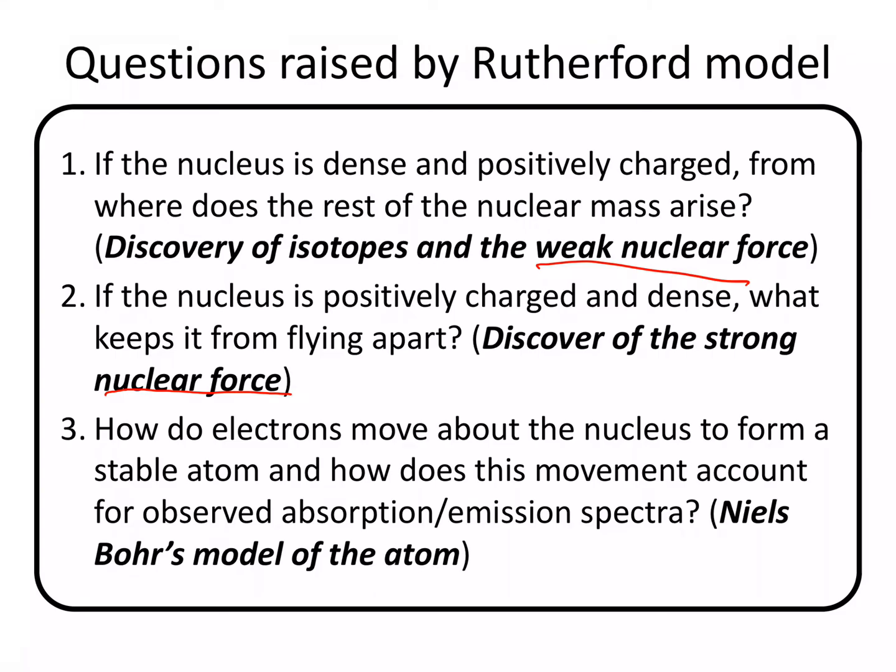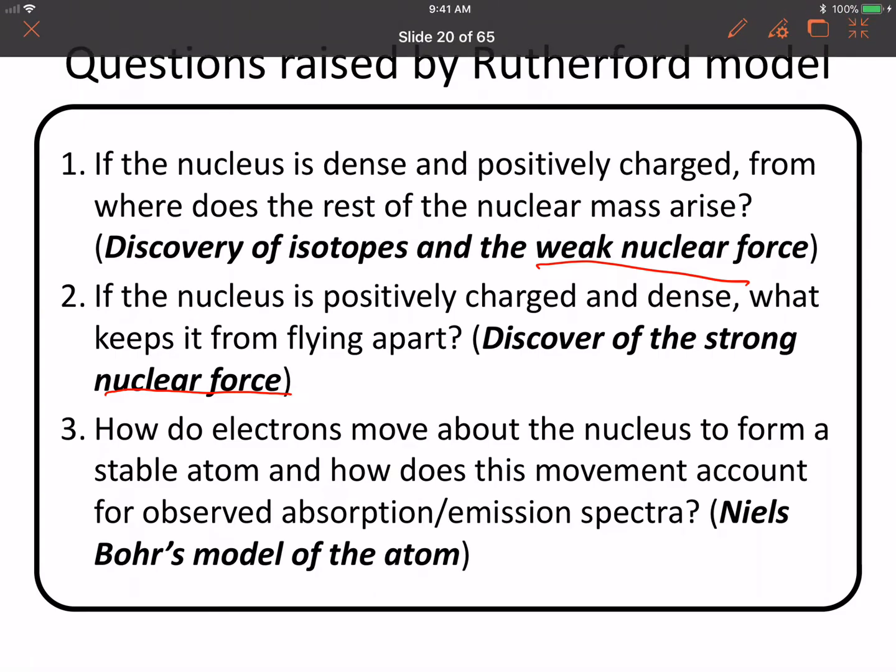Now the other question, though, is how do electrons move about the nucleus to form a stable atom, right? And how does this movement account for the observed absorption and emission spectra? So this is what we're going to spend the rest of this chapter talking about. Niels Bohr's model of the atom.